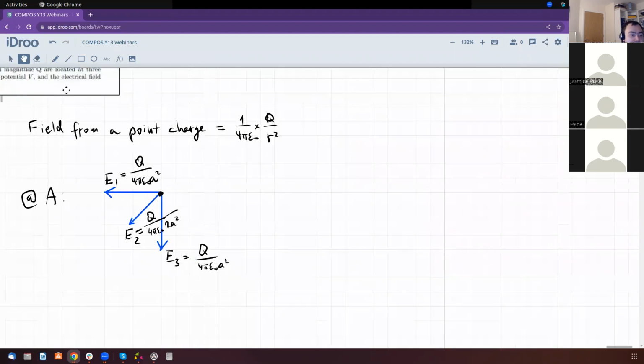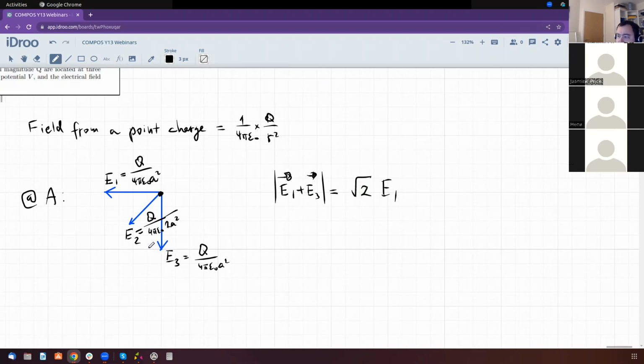Okay, and now you add the E1 and E3. So E1 plus E3 as vectors is going to be a vector, well, the modulus of E1 plus E3, of course. And this will be square root of 2 times E1. Well, quite obviously, E3 and E1 exert a force in E2.